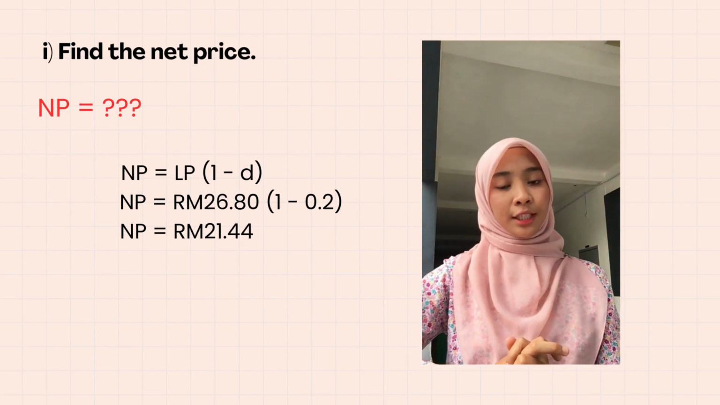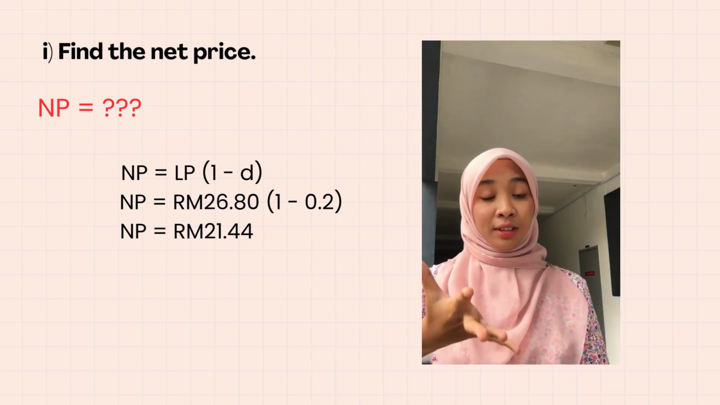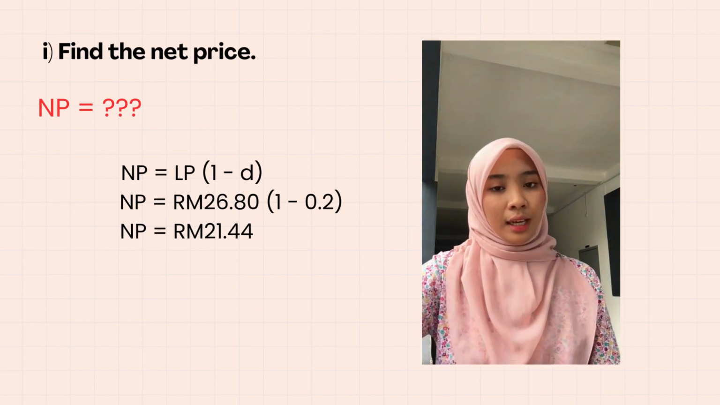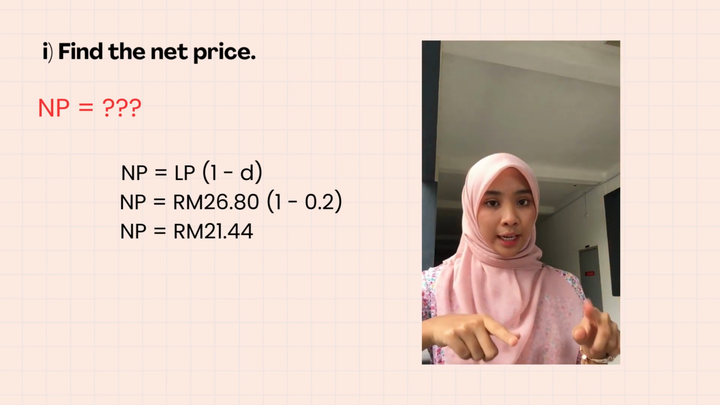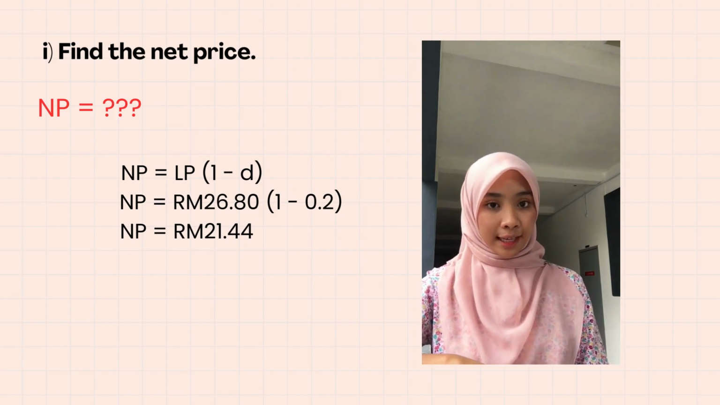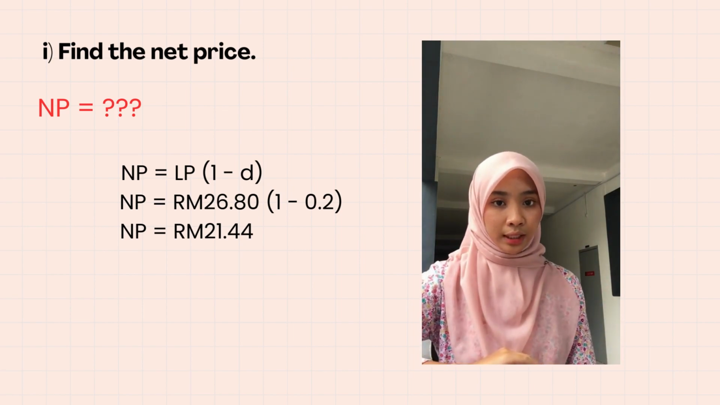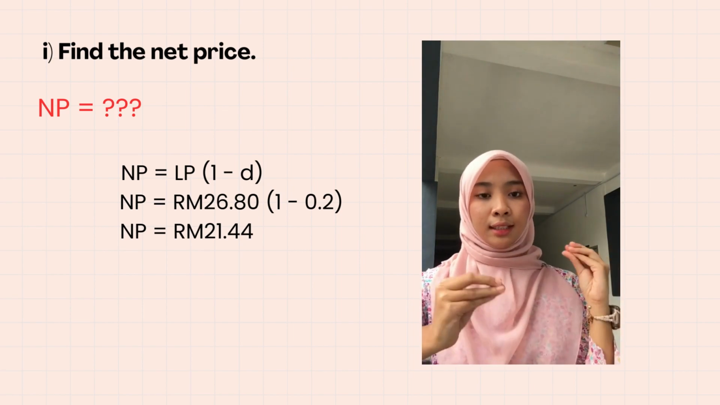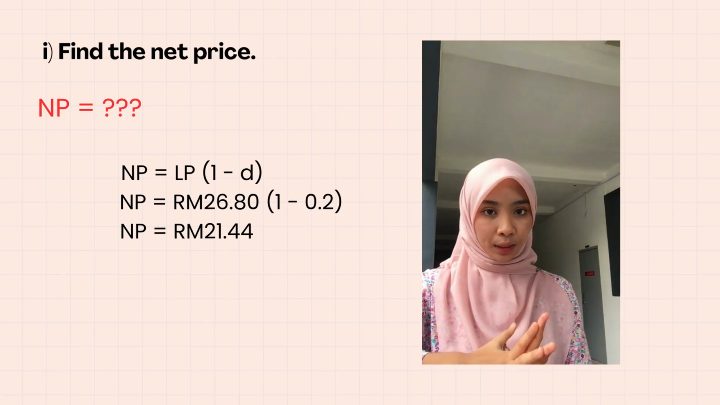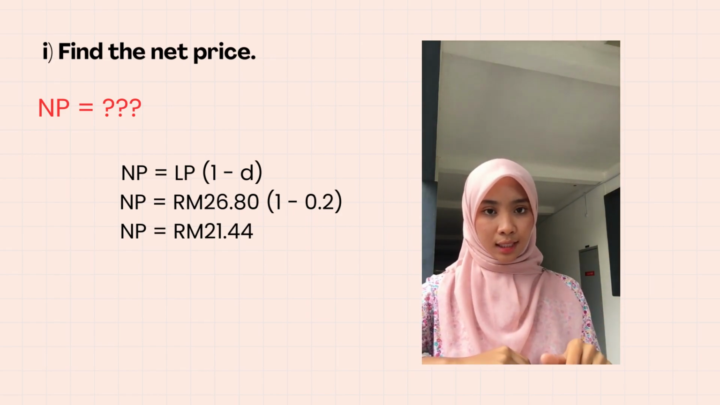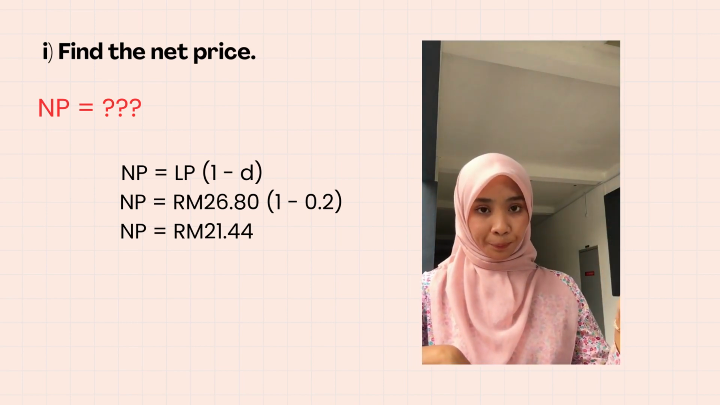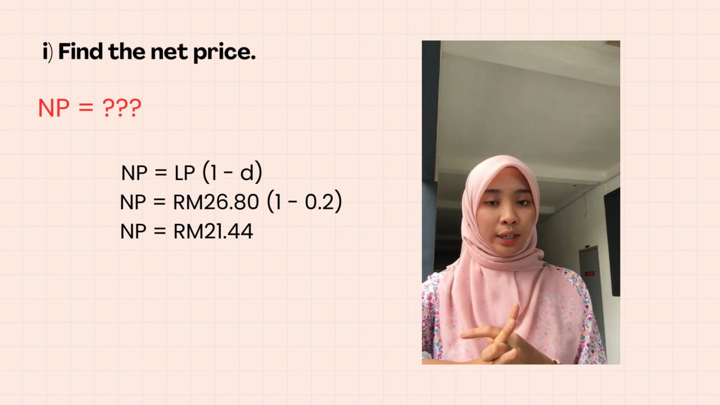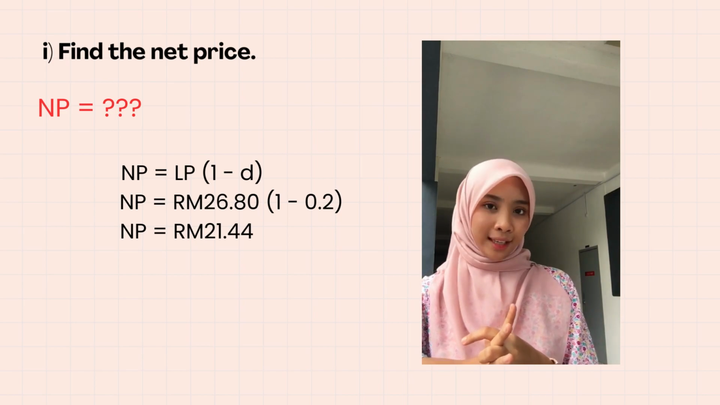Like Zulia explained just now, there are many formulas to find the NP, and we will only use one formula, which is NP = LP(1 - D). After that, just use the information given to find the NP. So NP equals RM26.80(1 - 0.2), and the NP is equal to RM21.44.